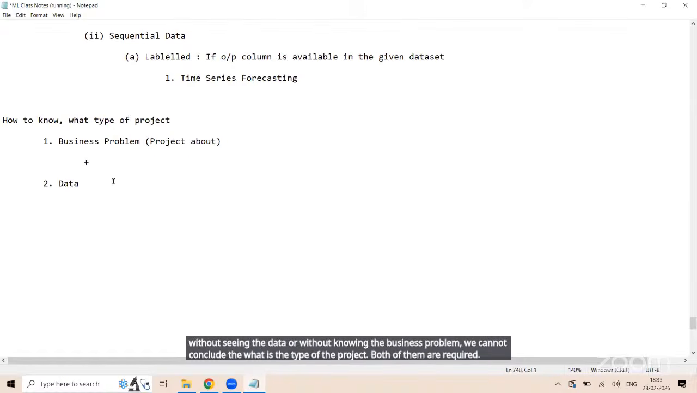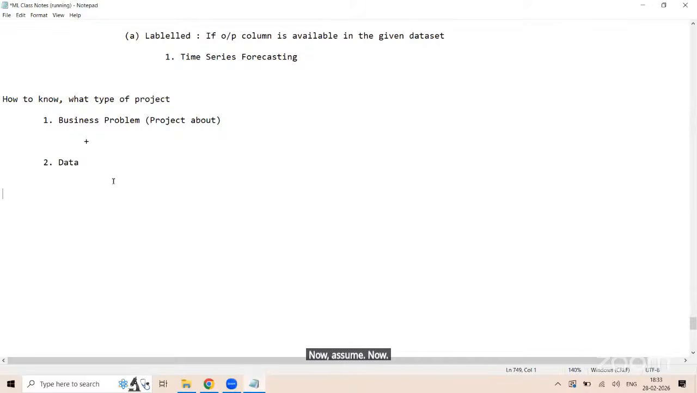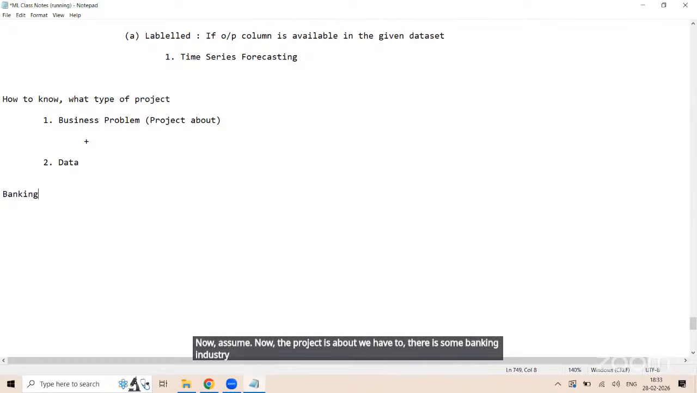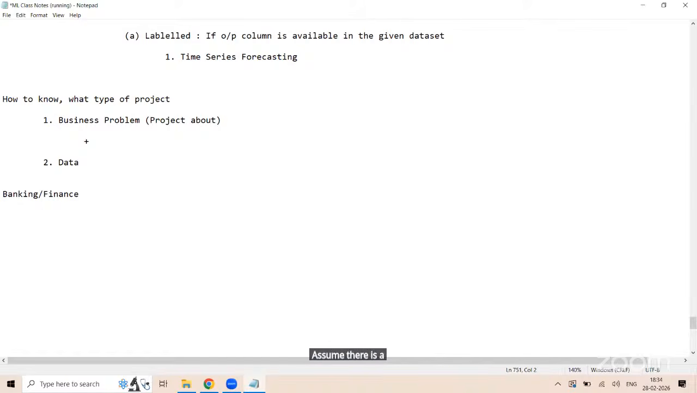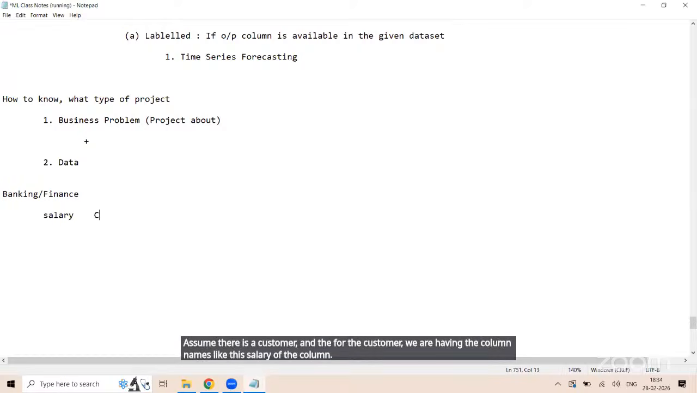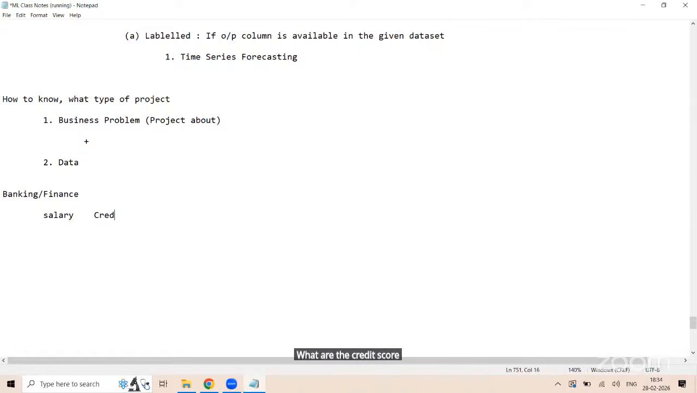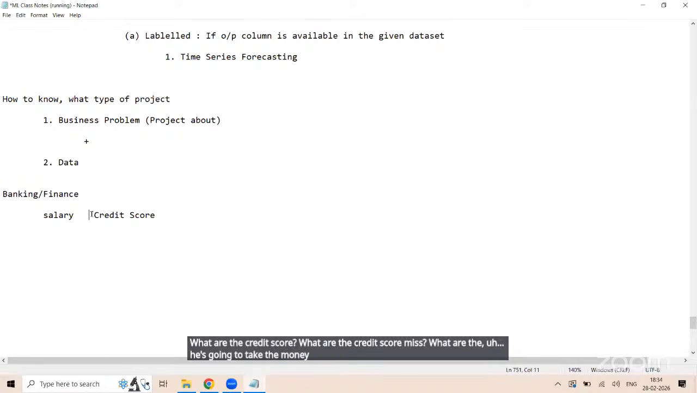Now, assume the project is about the banking industry. I'm taking the example from the banking industry, but there are multiple applications for classification, like banking, healthcare, or anything. From banking and finance, I'm taking my first example. Assume there is a customer, and for the customer we have column names like this: salary, and the credit score, which is whether he took money from the bank and repaid it on time or not.